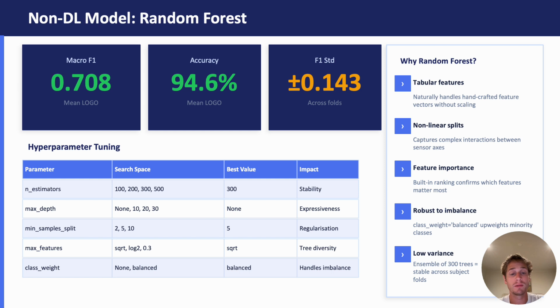But the reason we choose random forest here is because it naturally handles these tabular features very well. So when we think about the windowing and feature extraction that we did on the time series data, random forest does very well on that. It has non-linear splits, so it captures these complex interactions between all the different axes that were used during the data collection process. It ranks feature importance, and it also has a parameter where it balances out class weights, so it's able to optimize some of the more rare classes and balance those out with some of the more major classes.